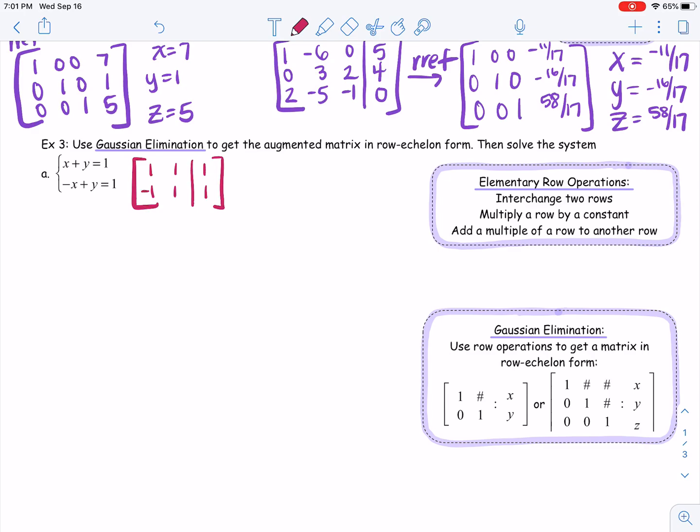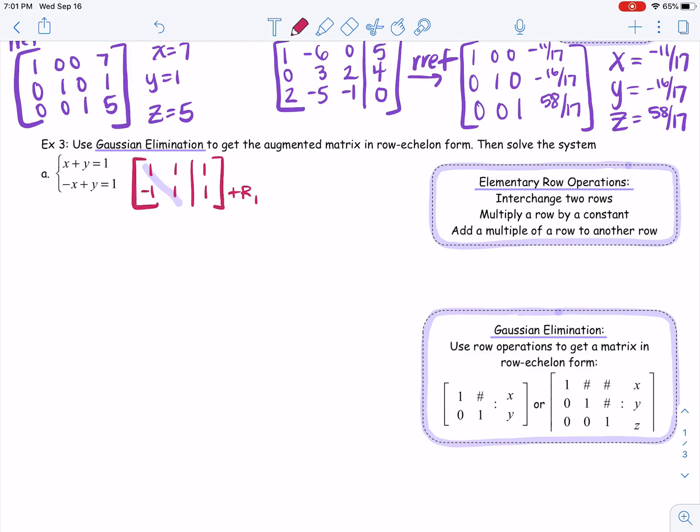Do I need to multiply a row by a constant? Not really, because then that's going to change my diagonal of ones, and I don't want to do that. But what if I add a multiple of a row to another row, or just add a row to another row? What happens when I add rows 1 and 2 together? Well, 1 plus -1 is 0. So maybe I want to add row 1 to this row to replace it.